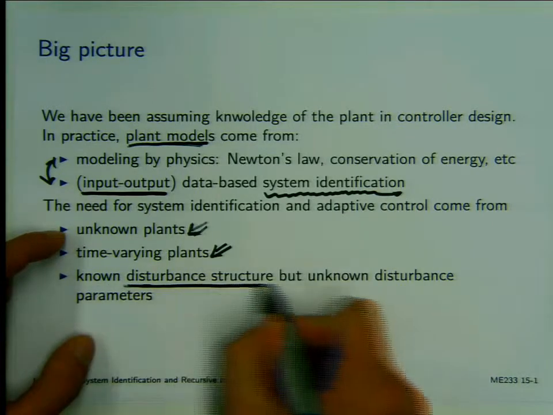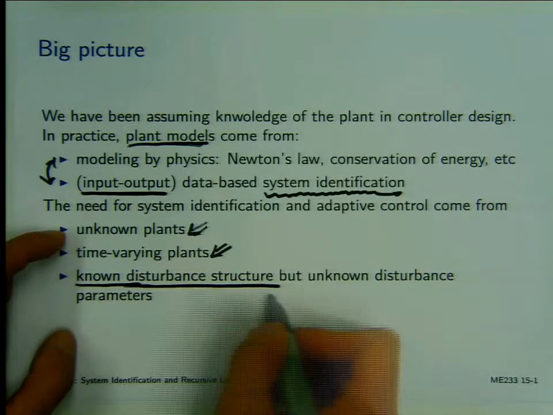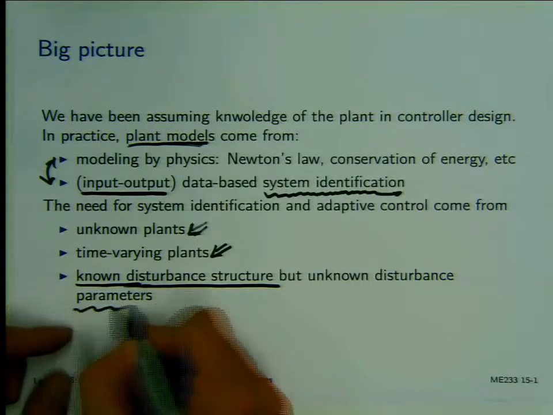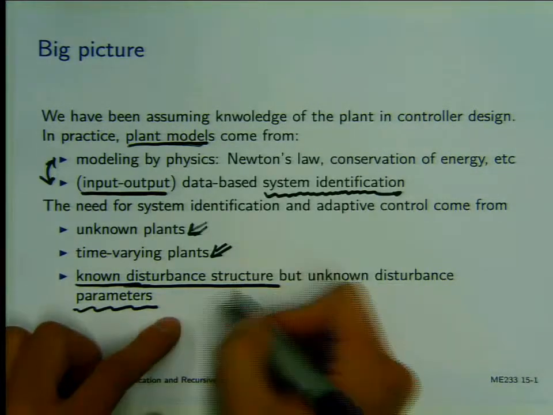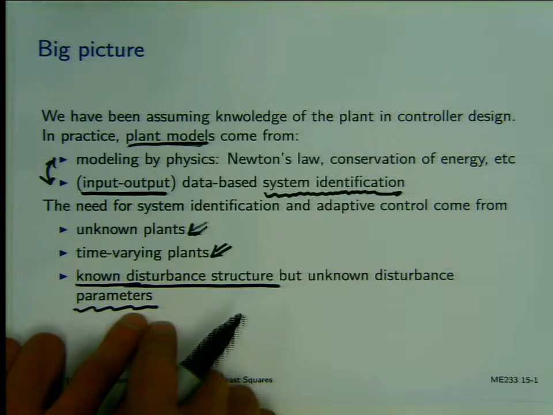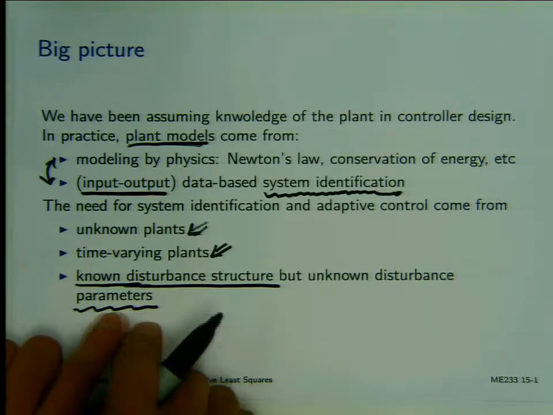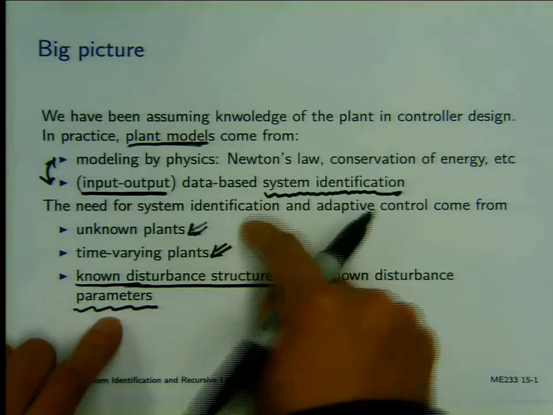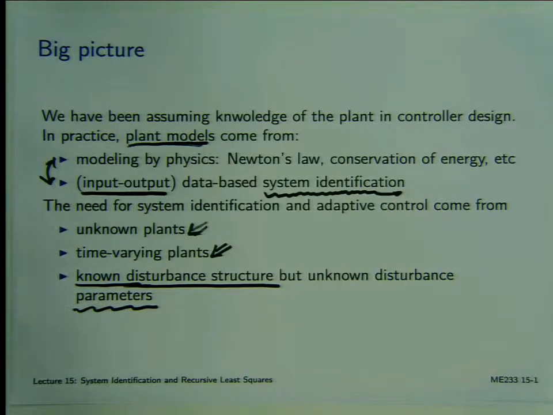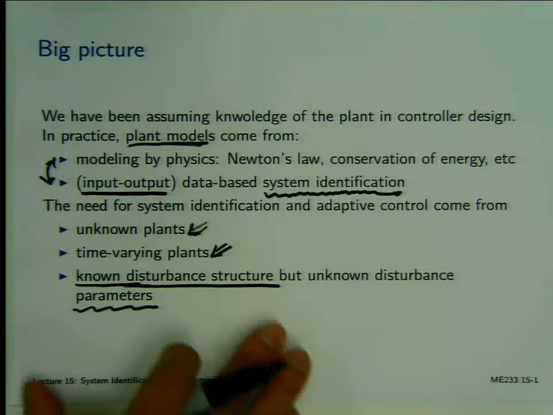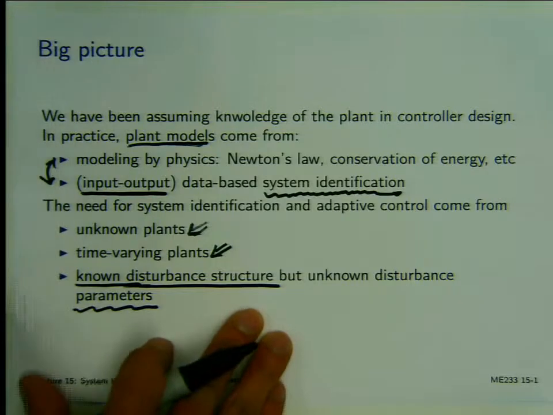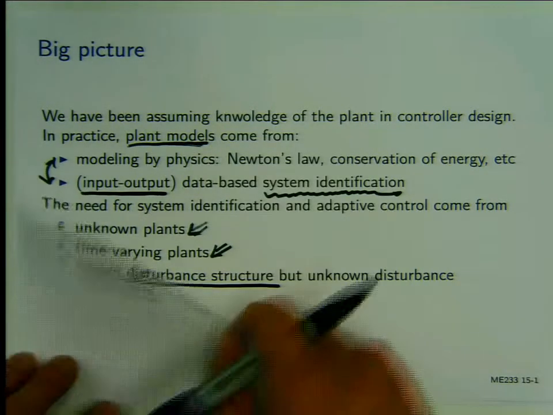And most often, you're going to have this problem: you don't know the disturbance. Maybe you know the disturbance structure, but you don't know what the disturbance parameters look like. And in this case, you have to use adaptive control. Adaptive control means you let the system adaptively find the knowledge, the information, either of the plant or of the disturbance, then perform control compensation to handle these cases. That's the basic picture for system identification and adaptive control.